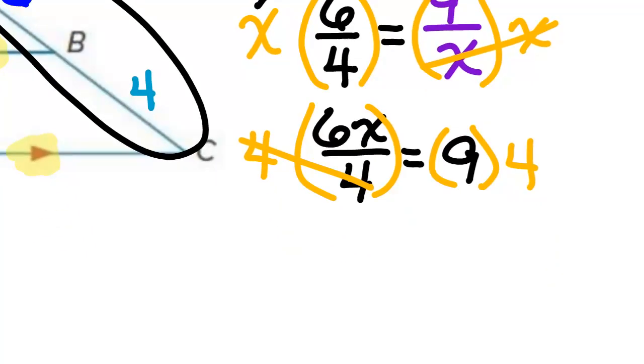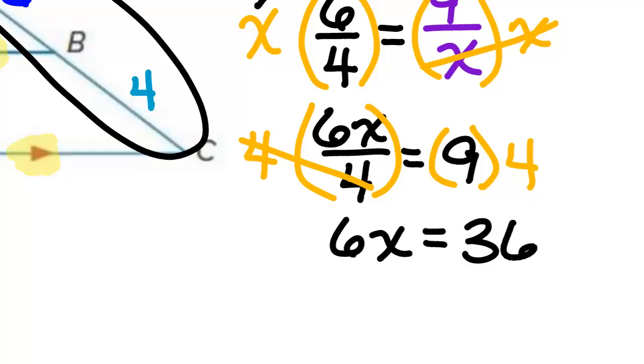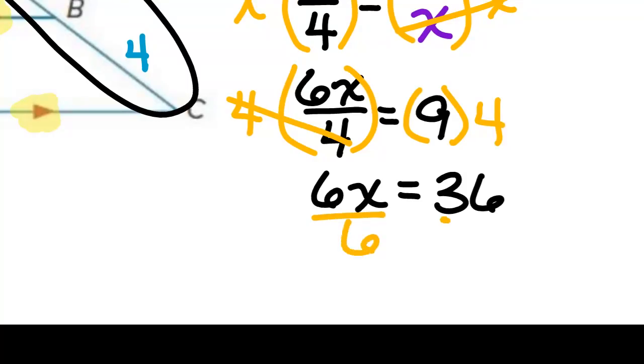And so then I get 6x equals what? 36. What do I do now? Divide both sides by 6. And that means x is what? x is 6. Thank you.